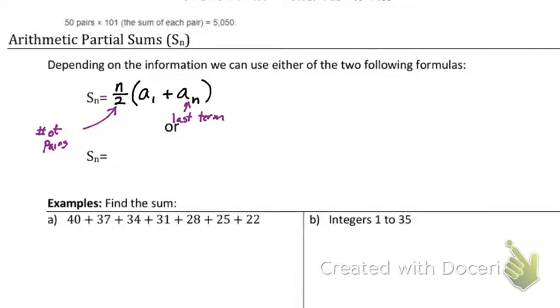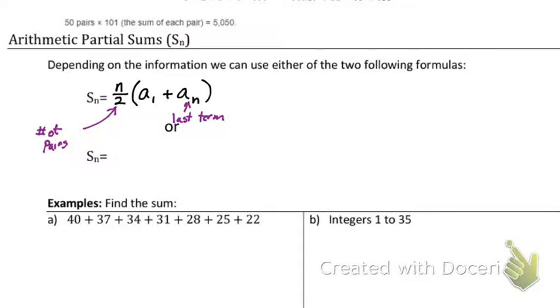So when I'm adding 1 to 100, my first number is 1. My second number is 100. 1 plus 100. How many pairs? 100 divided by 2 is 50. 50 times that 101. And you can now add all of those up versus going to your calculator and going 1 plus 2 plus 3 plus 4 plus 5.